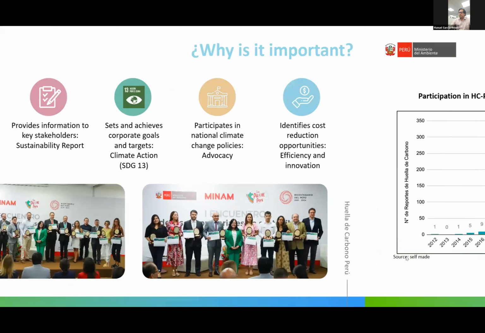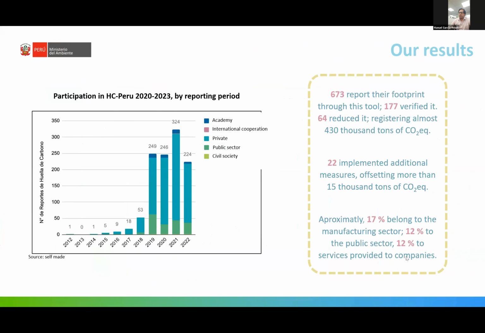The next slide, please. Okay, so in this one, we have to mention some results. From the beginning of the implementation of this tool, in year 2018, we have had to date almost 700 reports from different sector entities. Almost 200 have verified greenhouse gas emission inventories, and 64 have reported reductions. And we are talking about almost half a million tons of CO2 equivalent.